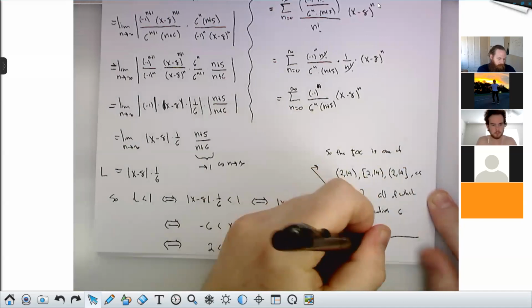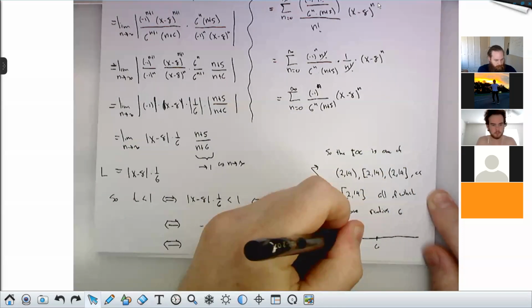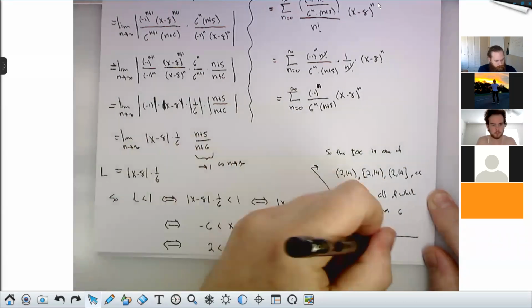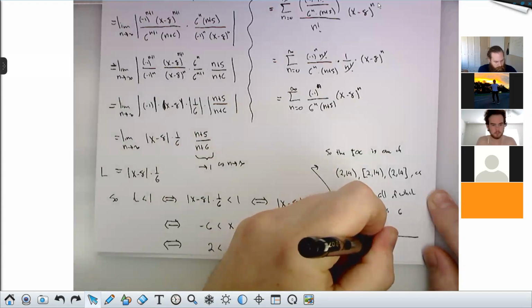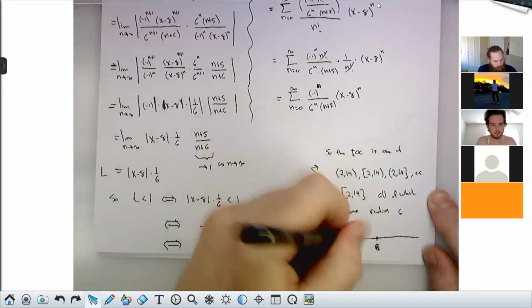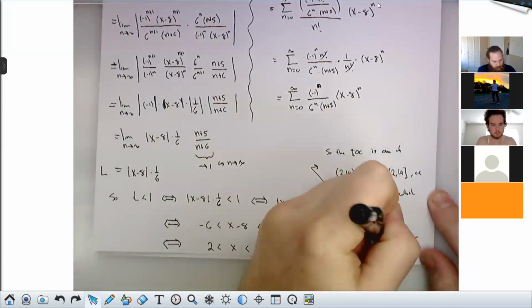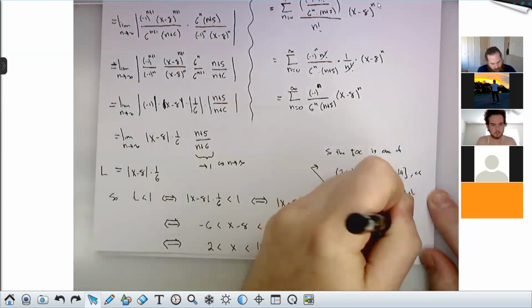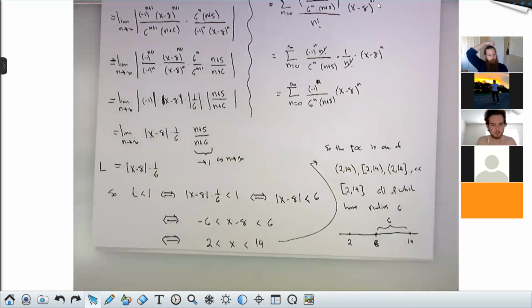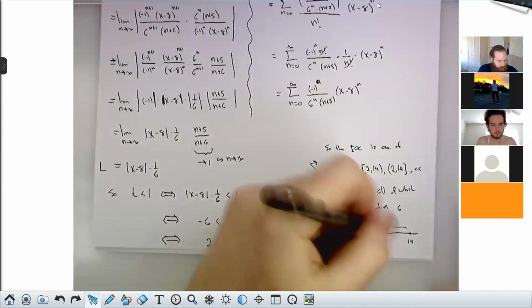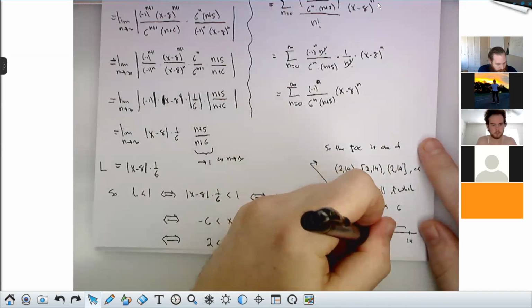So your center is here. I'm sorry, your center is 8. So if you come down to 2 and up to 14, this distance is 6. Sorry, this looks sloppy, doesn't it? This is an 8.